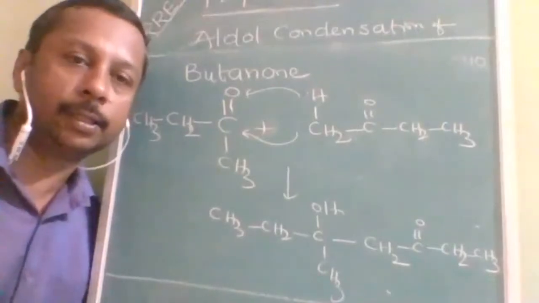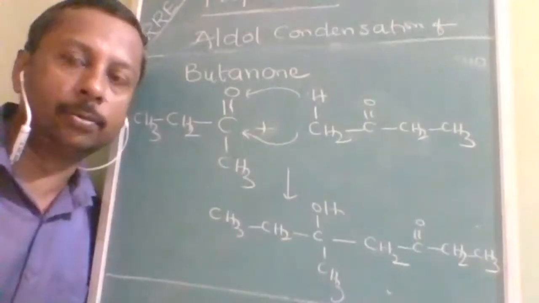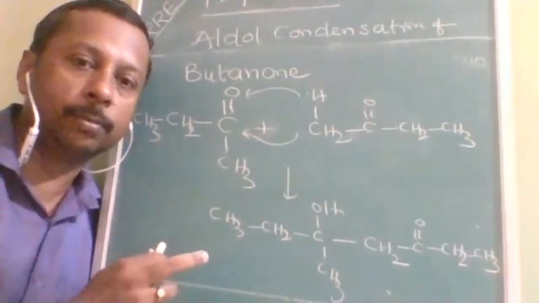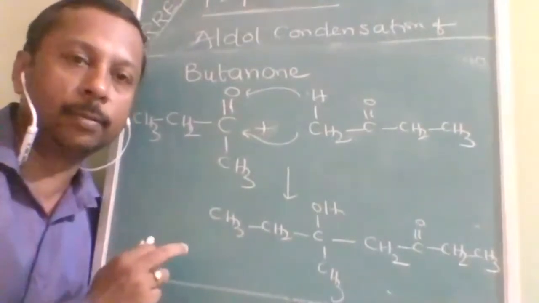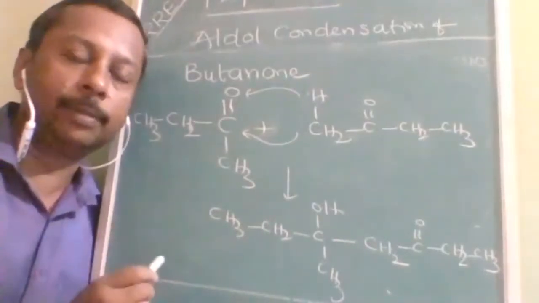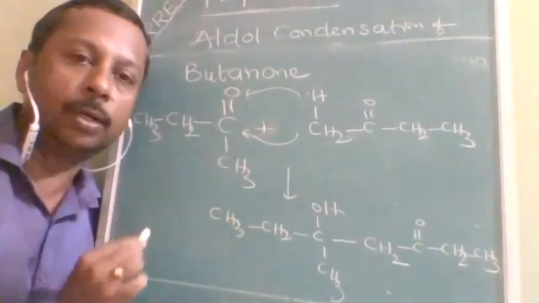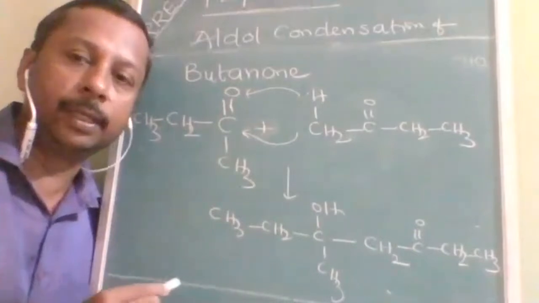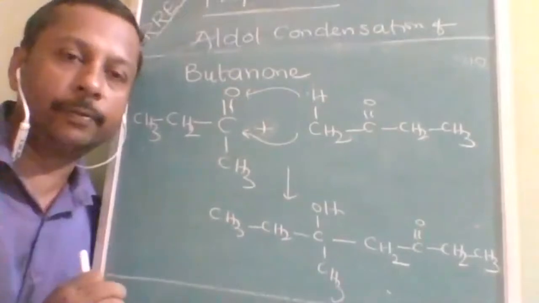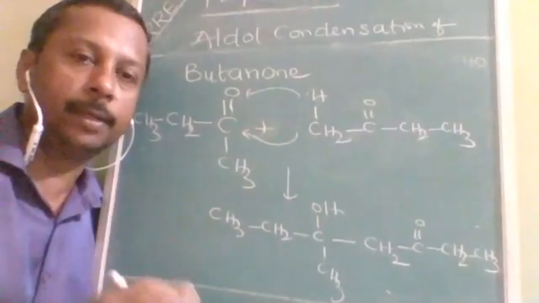This type of question can come as integer type, or in single correct, or more than one correct. In more than one correct, which of the following products are possible? This product and the previous product, both of them you will give. In integer type, the number of products formed in aldol condensation of butanone, the answer is two. Or the same can be given as single correct. So this type of question is very easy to raise and difficult to answer. You should be able to prepare as per the examination pattern.